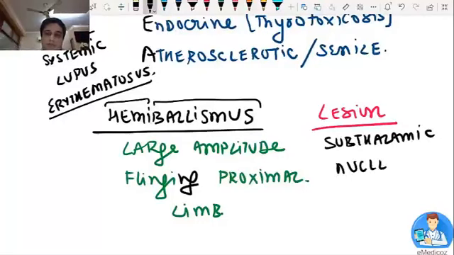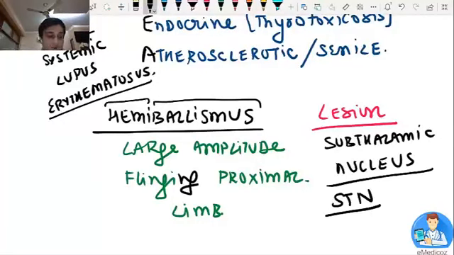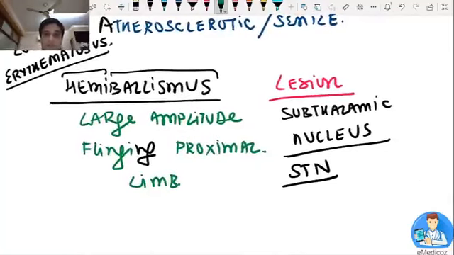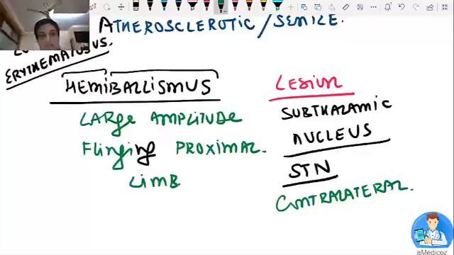Now don't forget, the lesion for hemiballismus is located in this part of the brain, the subthalamic nucleus, abbreviated as STN, that we have drawn above. And don't forget, the lesion is always in the contralateral subthalamic nucleus. So if the left subthalamic nucleus is damaged, the right side will have the problem. If it goes in the right, the left is going to have the problem. So it's always a contralateral subthalamic nucleus kind of thing. Okay, right.